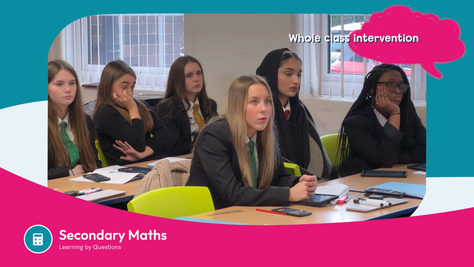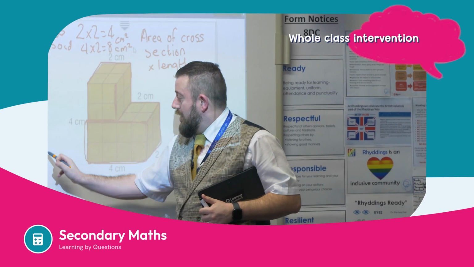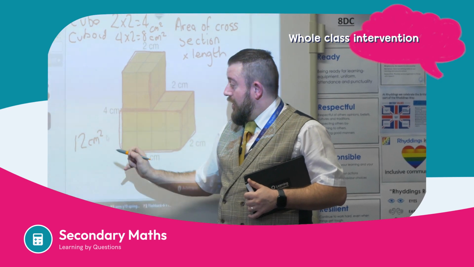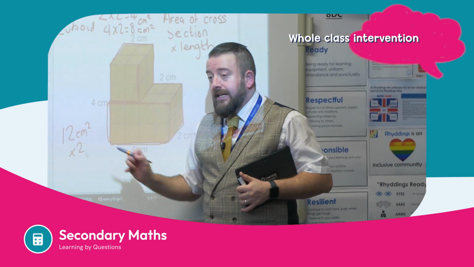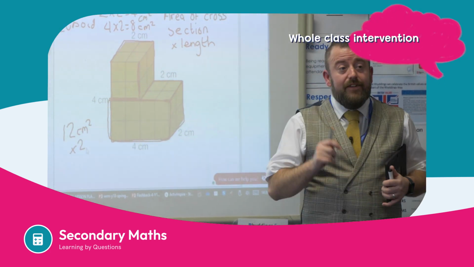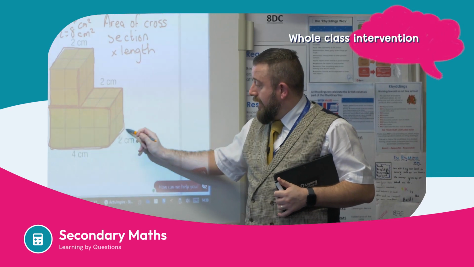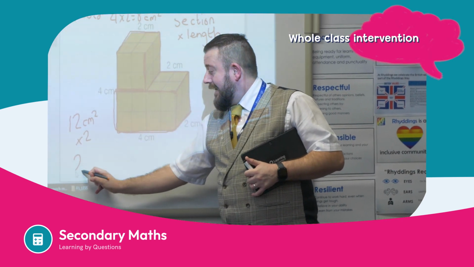And then we have to times these by the length. So if you can see, we've got 12 centimetres squared, the area of the cross-section, times that by 2 to find the volume. So the area of the compound shape is 12 in total, times by the length. What's the length, Year 10? 2. So if I did 12 times 2, I get 24.